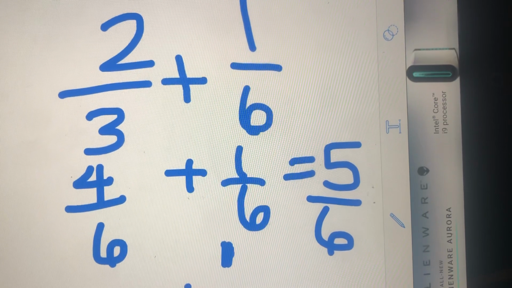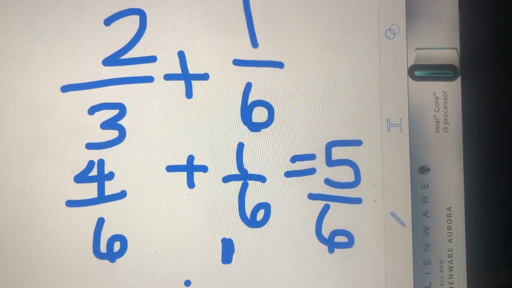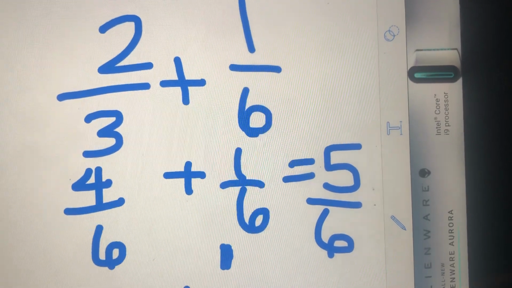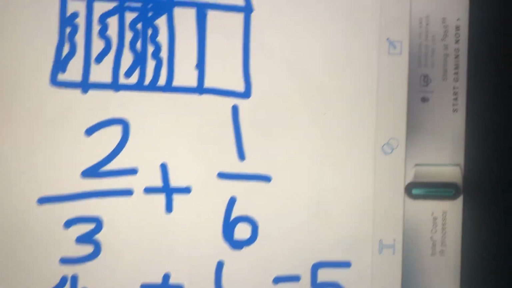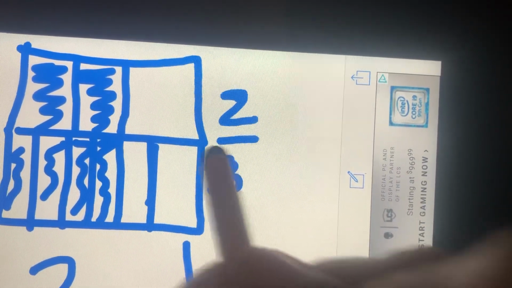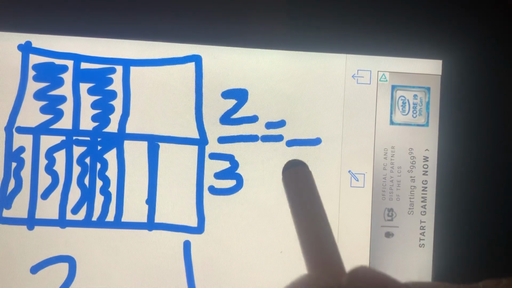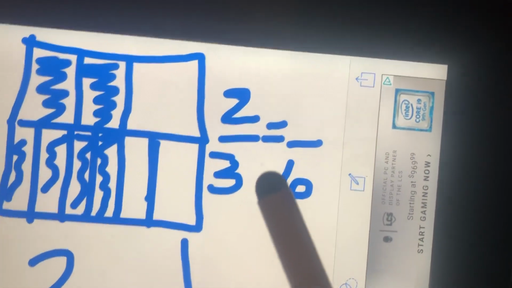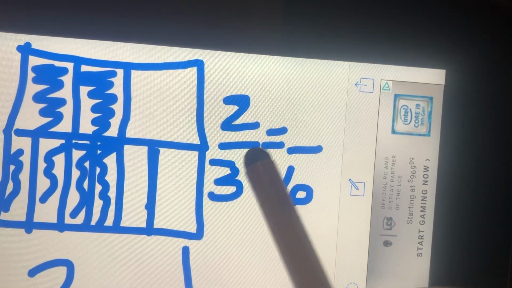Now let's say that we don't have a model. Let's say there is no model. How could I solve this without a model? So in 4th grade, you learned about equivalent fractions. So I could come up here and say, okay, 2/3 is equivalent to how many 6? So I need to ask myself, 3 times what will give me 6?